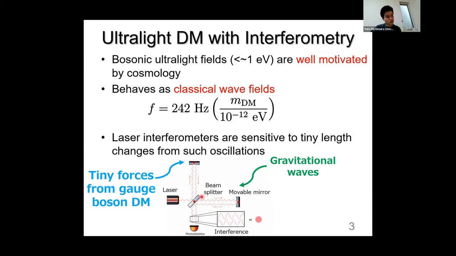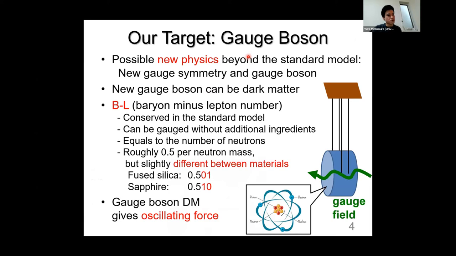A gravitational wave detector is a laser interferometer, which works something like this. When a gravitational wave comes, the length changes and the interference pattern changes, so you can detect gravitational waves. But this length change can be from gravitational waves, but it can also be from a dark matter signal. For example, in our case, we think about tiny forces acting on the mirrors from a gauge boson dark matter. Our target is a new gauge boson, which is associated with possible new physics, possible new gauge symmetry. This gauge boson could be a dark matter. And in our case, we focus on the B minus L gauge boson.